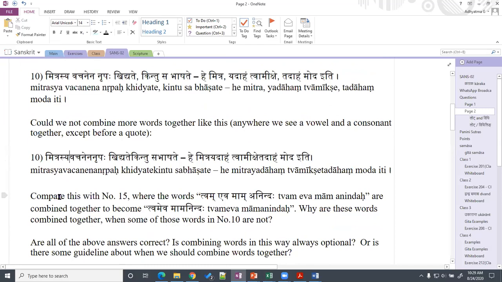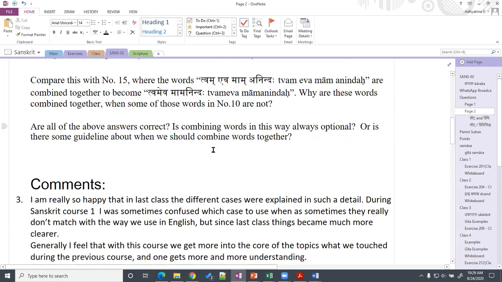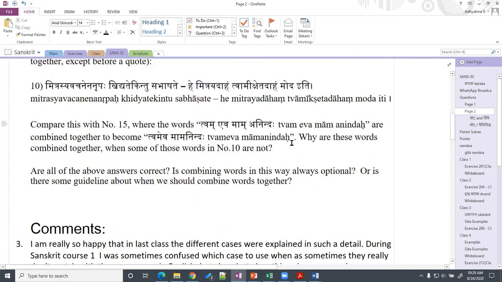So this one, he is giving another example. Compare this with number 15, where the words tvam, eva, mam, anindaha are combined together. You see why they are combined: because the word ends in a makara, a consonant. That's why it's generally combined with the following vowel, tvam eva. But here it ends in a vowel, so we don't combine it with the following word. Same here, mam anindaha. So, is combining words in this way always optional? Not really, as I already told you the rules.